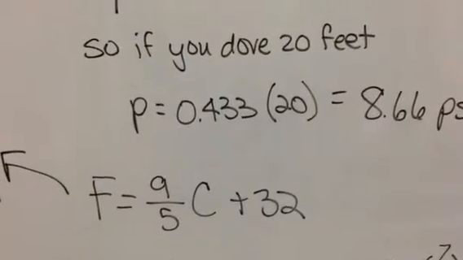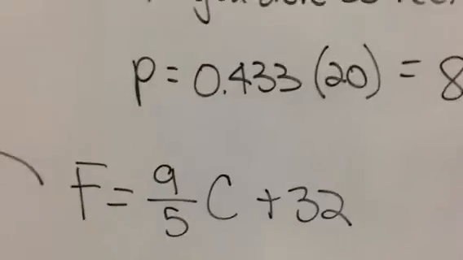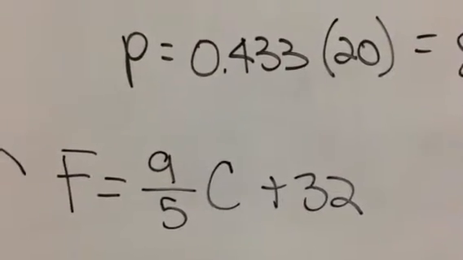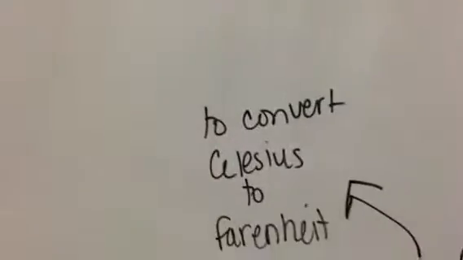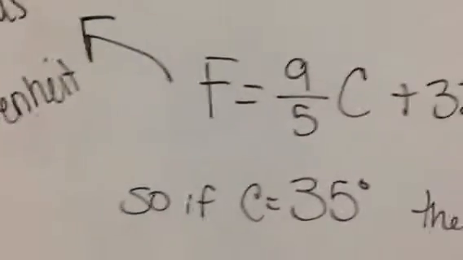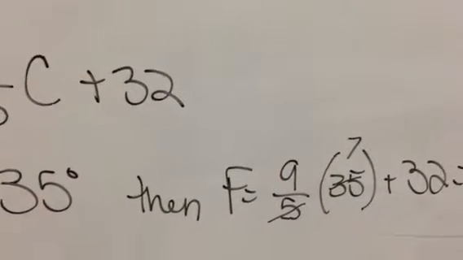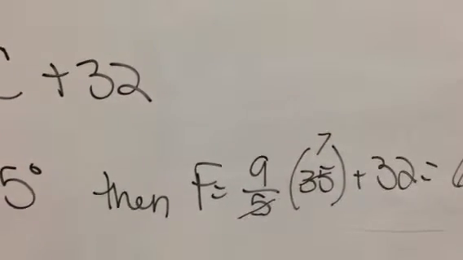If you want to change Celsius to Fahrenheit, the formula for that is F equals 9/5 C plus 32. And that's to convert Celsius to Fahrenheit. So if Celsius equals 35, then F equals 9/5 times 35 plus 32.